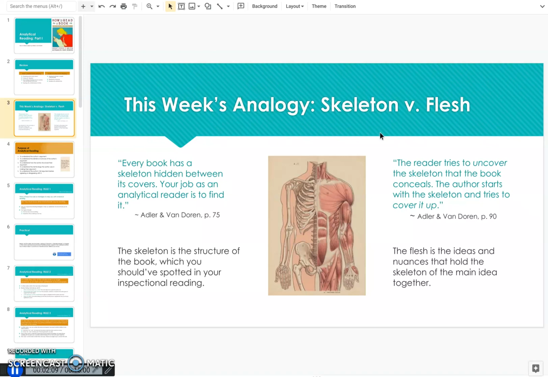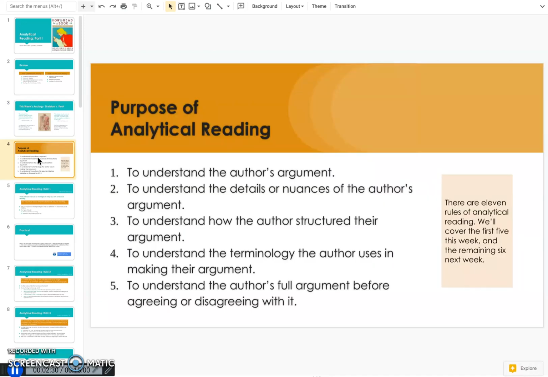Okay? So this is why good reading and good writing go hand in hand, because if you can understand how, as a reader, the author that you're reading built their article or book, how they outlined it and how they added flesh to it, you can then learn to mimic that and do that same thing in your own writing.